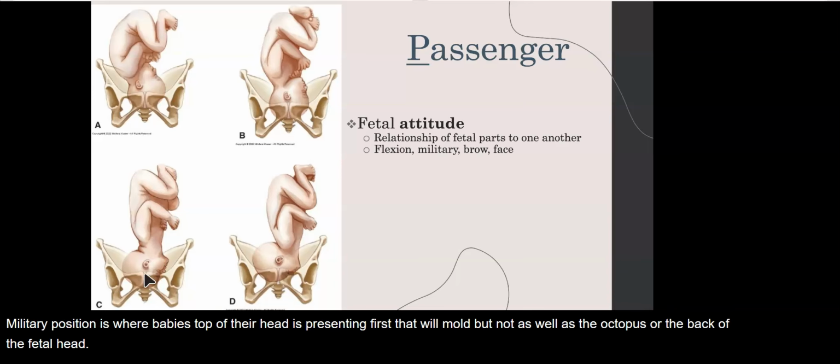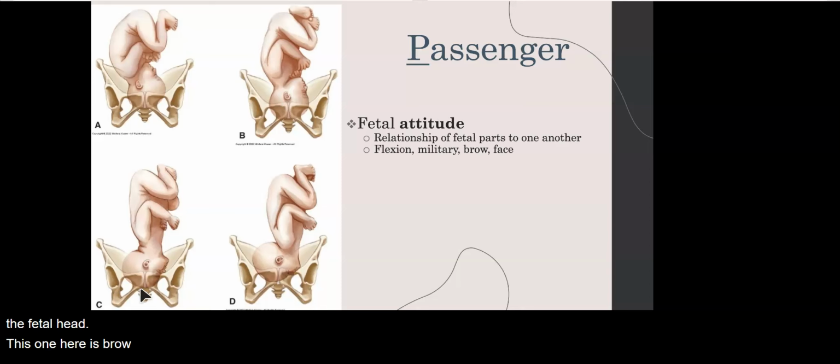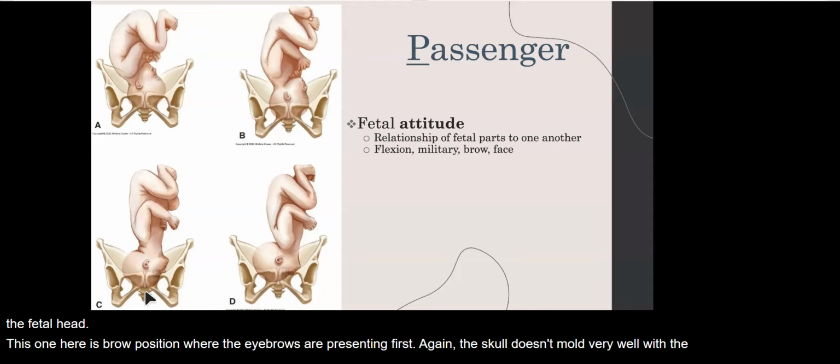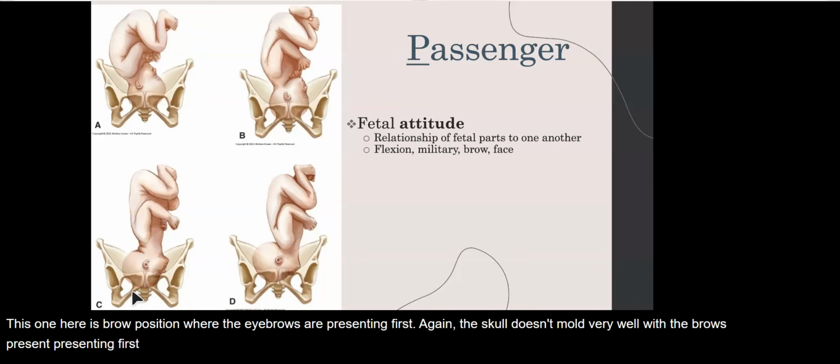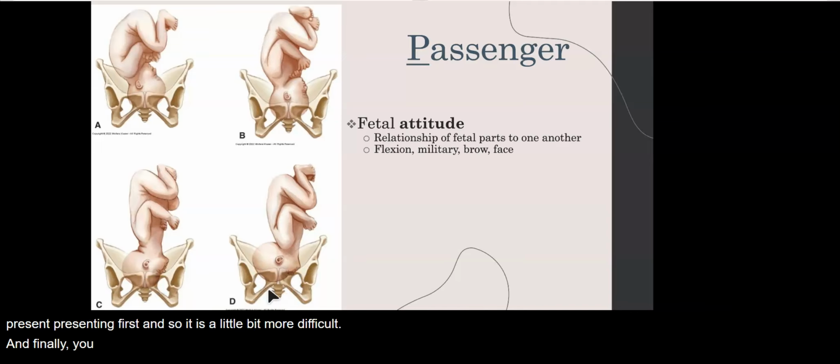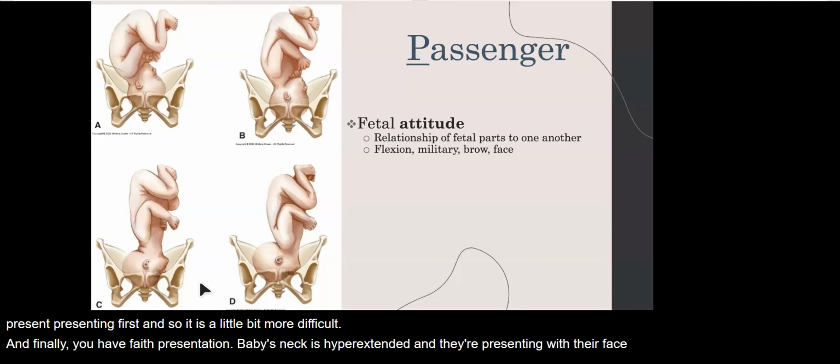This one here is brow position, where the eyebrows are presenting first. Again, the skull doesn't mold very well with the brows presenting first, and so it is a little bit more difficult. And finally, you have face presentation. Baby's neck is hyperextended, and they're presenting with their face first. These can all be born vaginally.